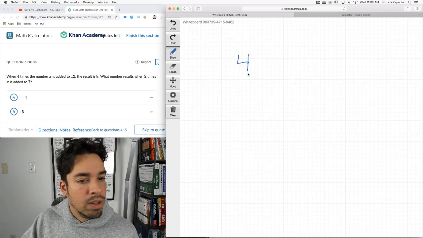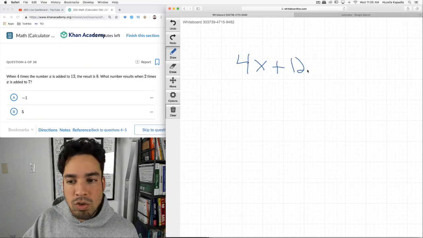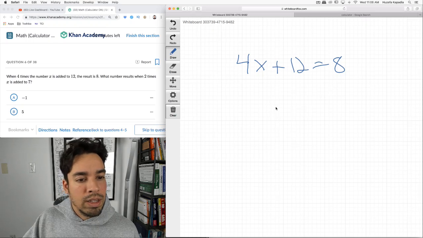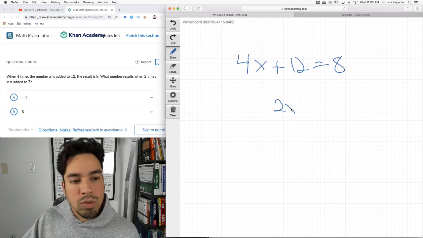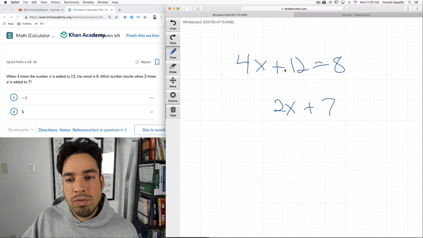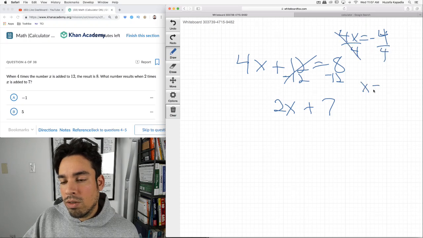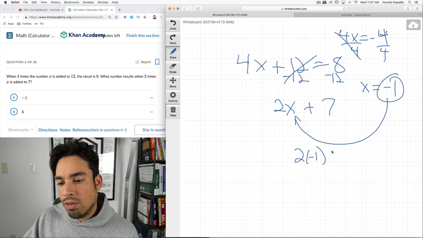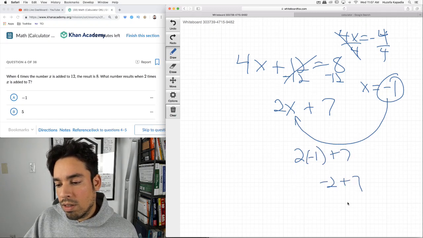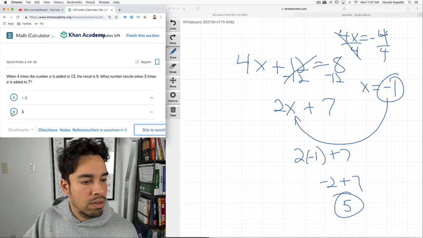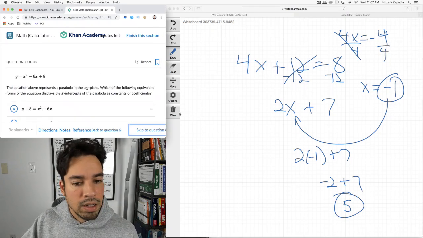When 4 times the number x is added to 12, the result is 8. What number results when 2 times x is added to 7? So this is what we want to solve for. Let's just isolate x and solve for it. 4x equals negative 4, divided by 4. X equals negative 1. Plug that in here. It's negative 1 times 2, that's negative 2, plus 7 is 5. All right, next.